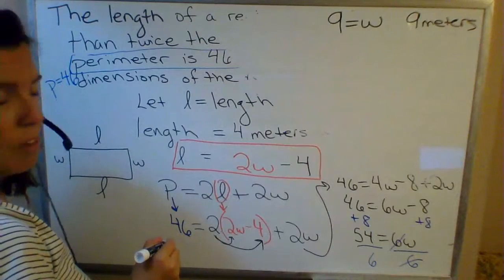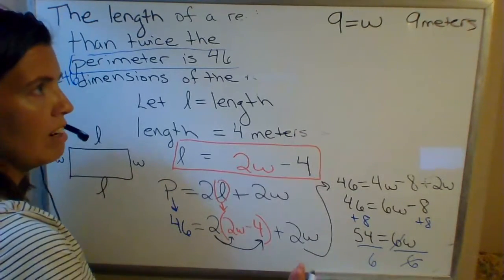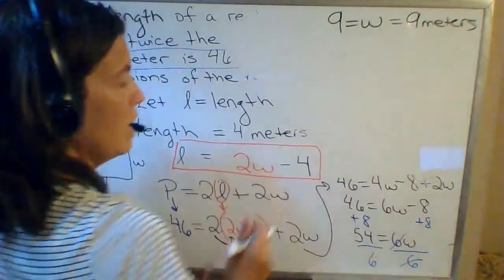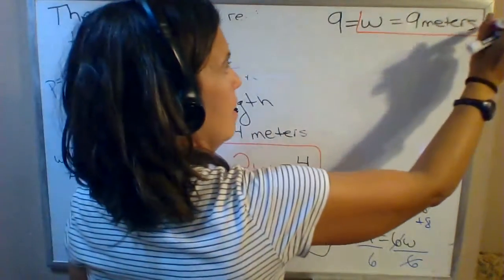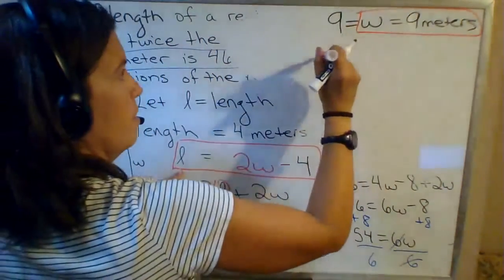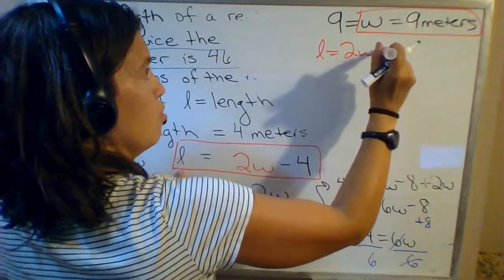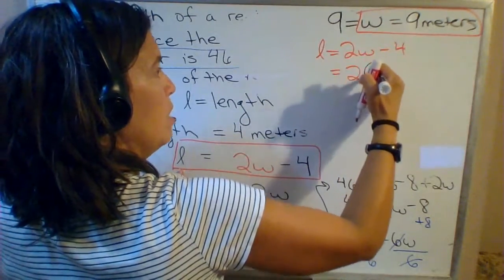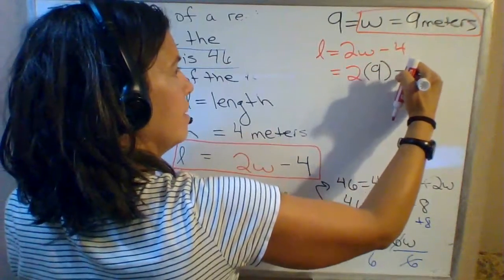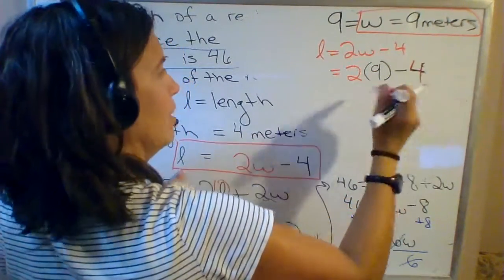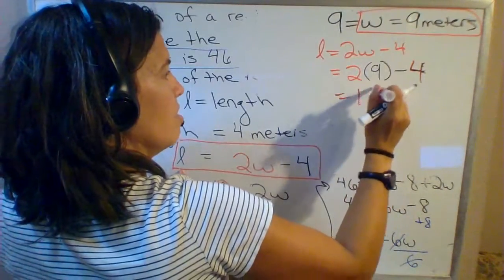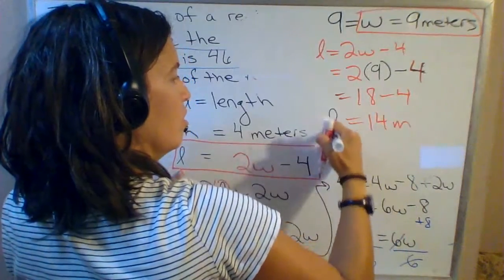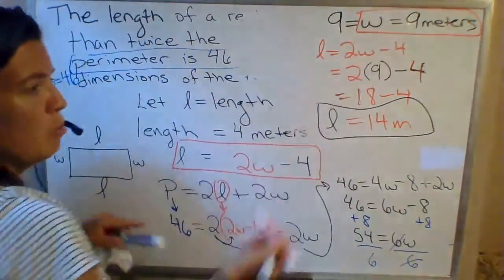We also need the length, because the problem asks for the dimensions of the rectangle, so that would refer to the length and the width. We have the width is 9 meters, and the length is equal to 2w minus 4. Well, that's 2 times, we now know the value of w is 9, minus 4. I'm trying to color code this. So this is 18 minus 4, so this is 14 meters. So the length is 14 meters, the width is 9 meters.